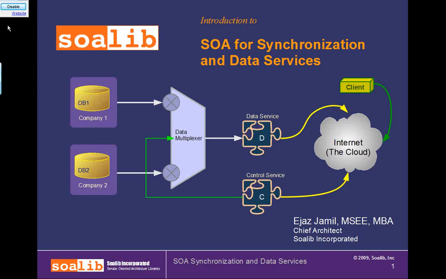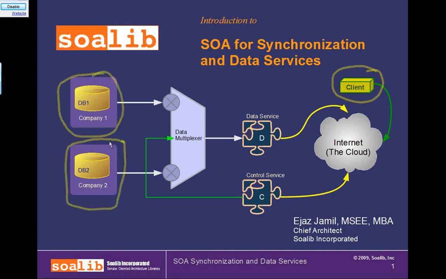Now, this is the general idea of a data service. What is a data service? A data service actually lets a client, which is this one, access any kind of data that any company is providing. So we have two companies here. Company 1 and Company 2 want to share their data into the cloud using some services. That company can use one of their own data services, or they can use a third-party data service.